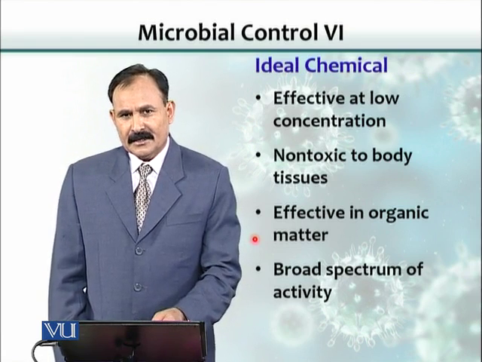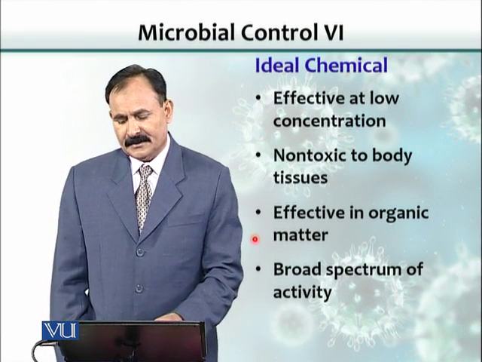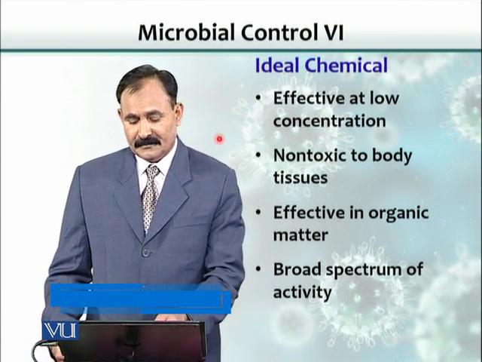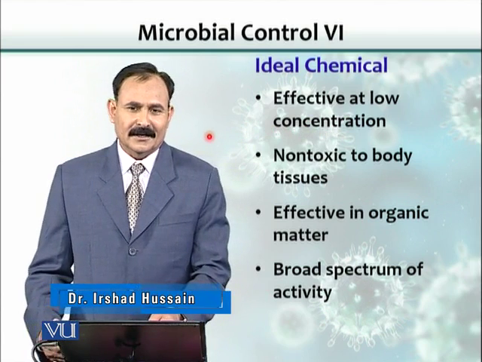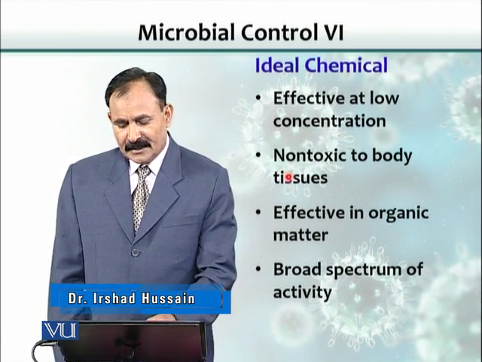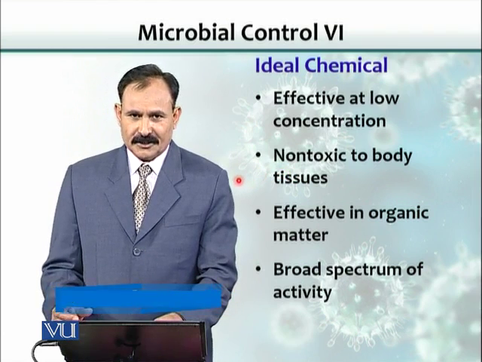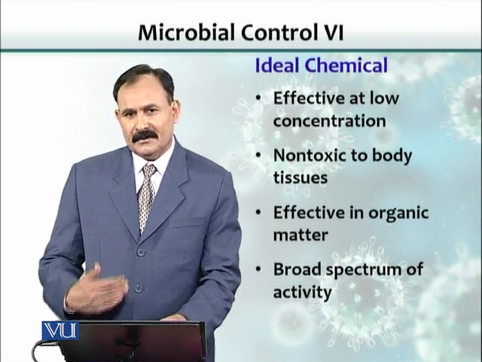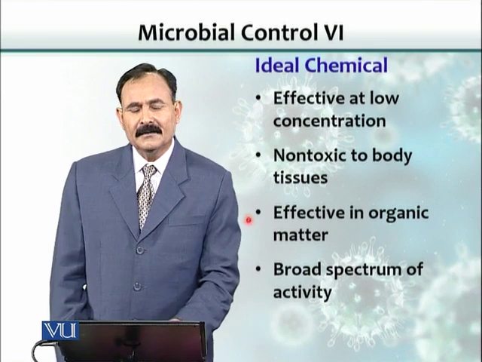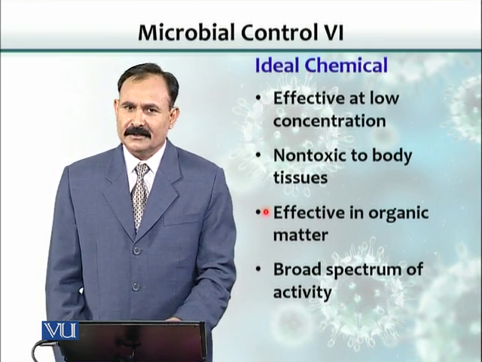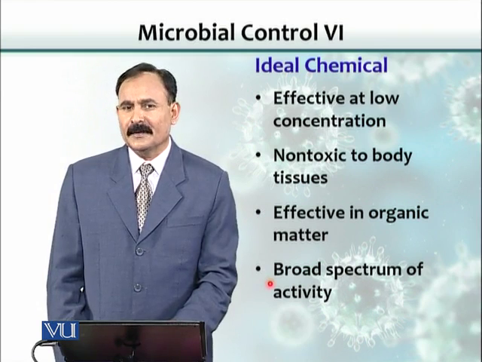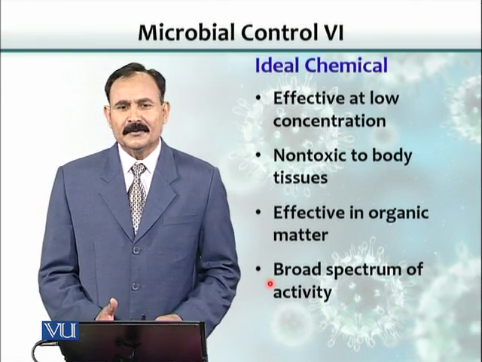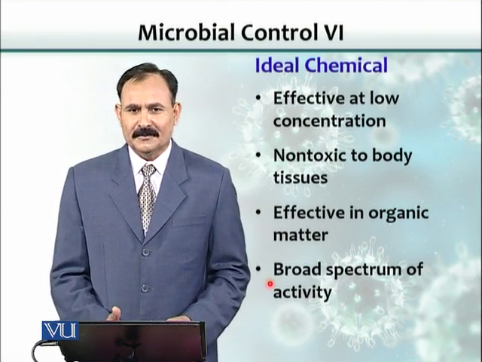Ideally, a chemical antibacterial should have these properties: it should be effective at low concentration, because obviously when we need more concentration, that means we need more money. It should be non-toxic to the body. The concentration that is required to kill the organism should not harm the body if used on the body. It should be effective in the presence of organic matter. And it should have a broad spectrum of activity, able to kill many species, including spores, fungi, algae, and all kinds of microbes, viruses.